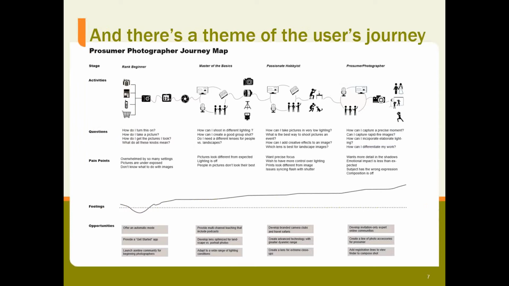So let me spend a moment on this diagram here so that you'll understand it a little bit better. I put this together. It's a hypothetical customer journey for somebody who is a prosumer photographer. And this is the journey of that person's development of skills and how they move through the journey of being a very skilled amateur photographer.